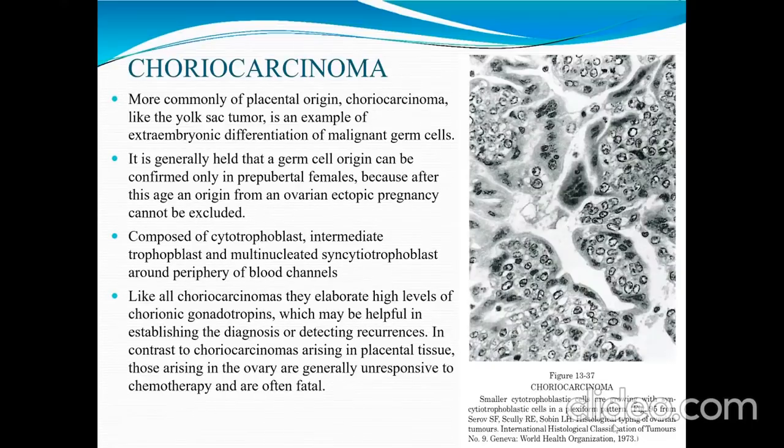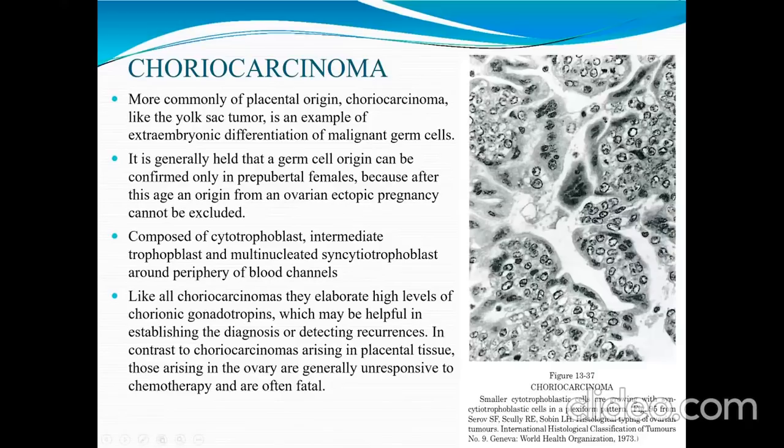As I was saying, choriocarcinoma is more commonly of placental origin, and like the yolk sac tumor, it is an example of extraembryonic differentiation of malignant germ cells. It is generally held that a germ cell origin can be confirmed only in prepubertal females because after this age, an origin from an ovarian ectopic pregnancy can be excluded.